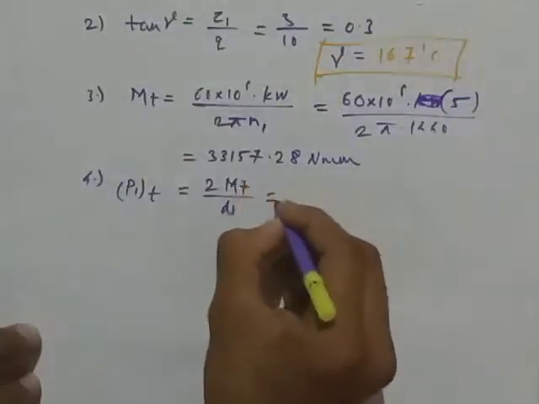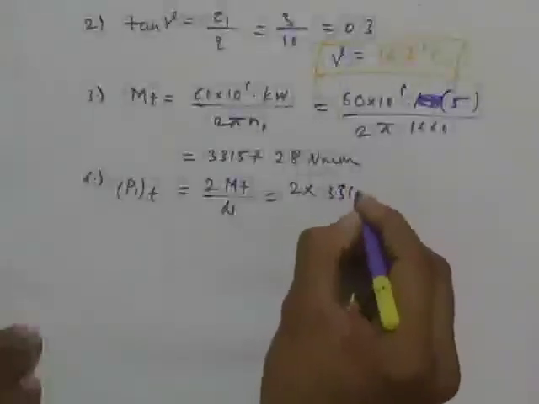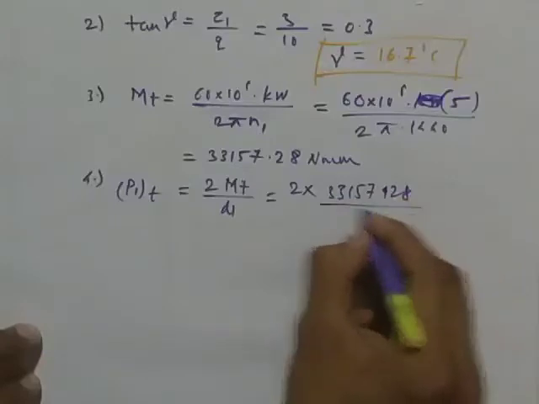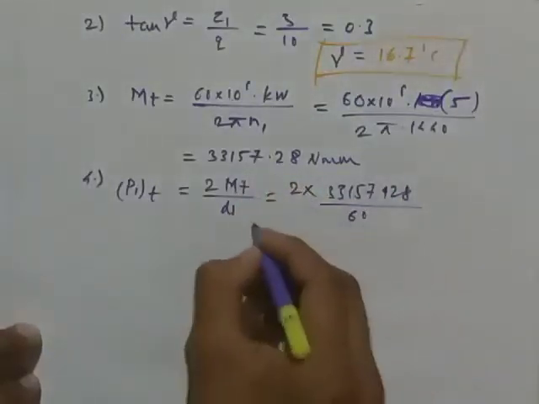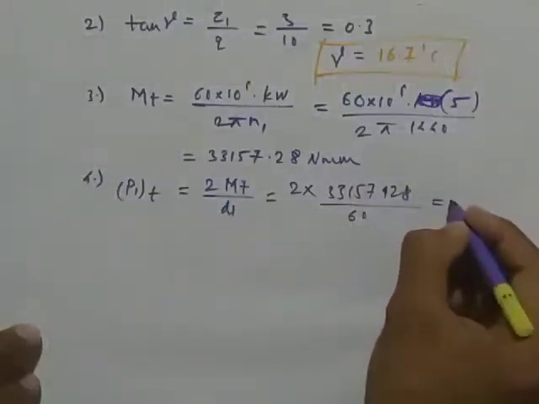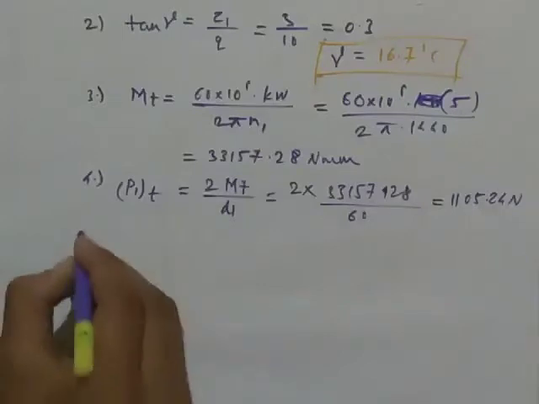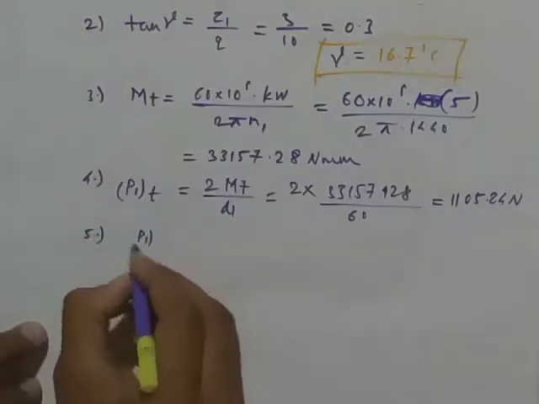Both values we have, so we can just write down these values. Mt is over here, 33157.28, divided by d1, which we had as 60, so P1T will be equal to 1105.24 Newton. Likewise, we can find out P1A.